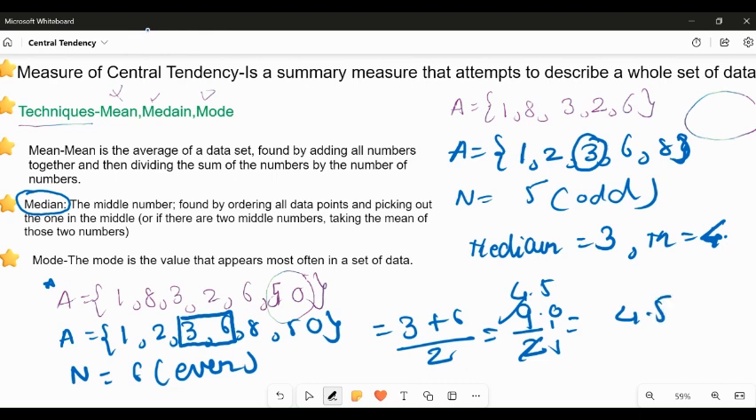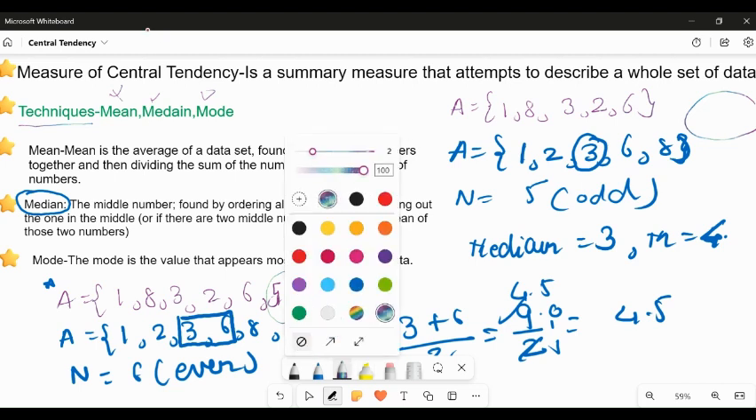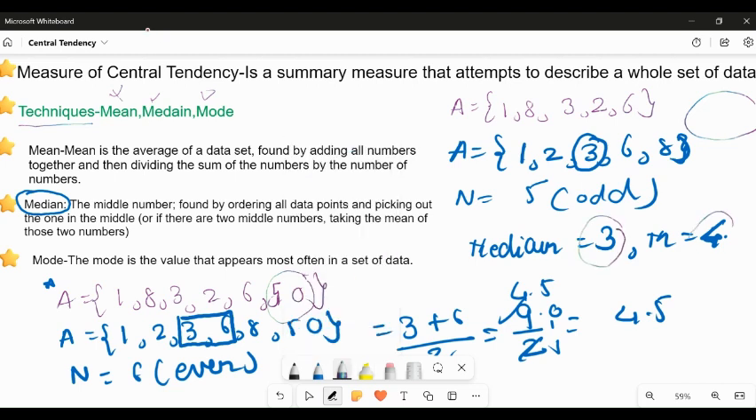So see the values: 3, 4, 4.5. You might see a difference, but it's almost the same. Because of the outliers, the median is not affected. Because of outliers, the mean is affected. This is the part that we need to note down. So if my data set contains outliers, then don't use the mean for imputation, use the median.